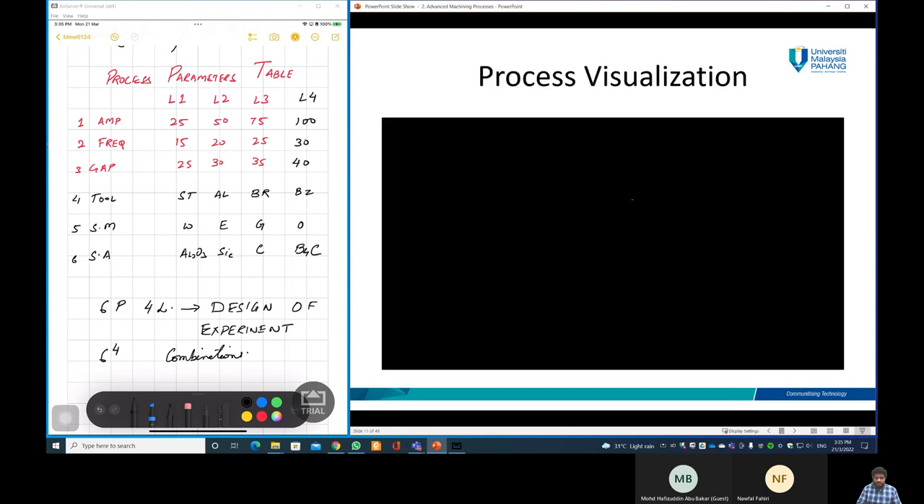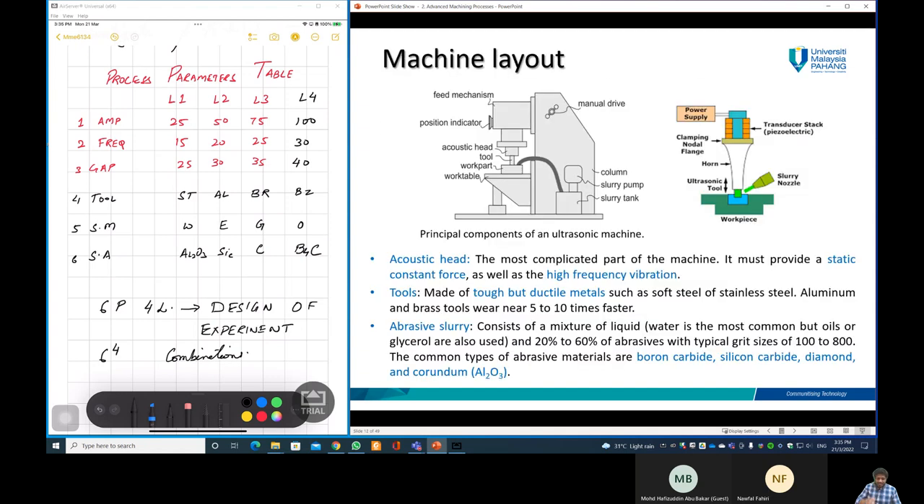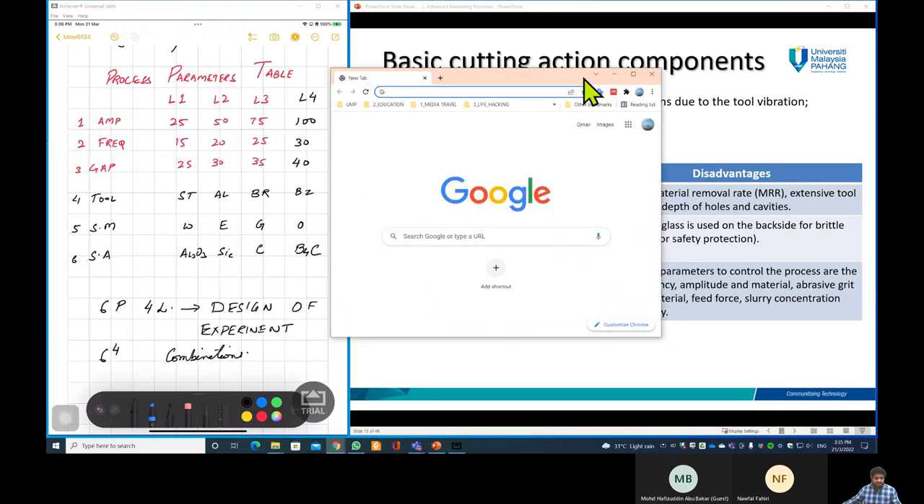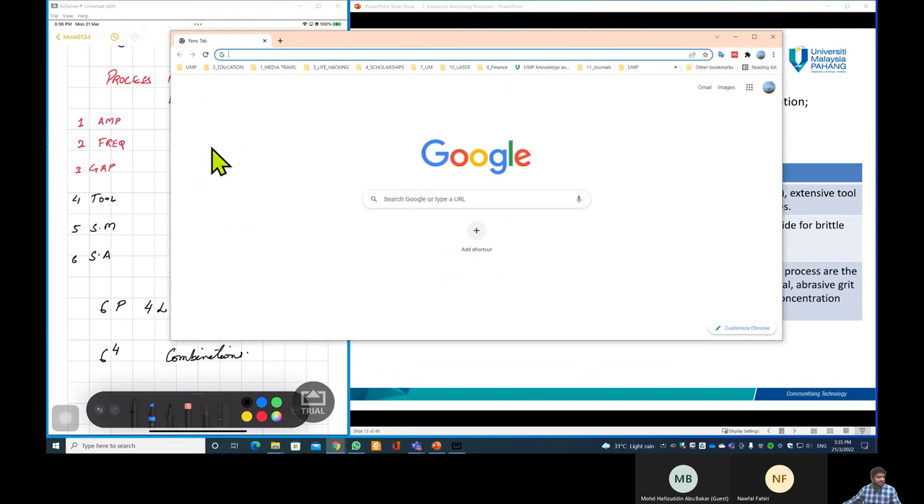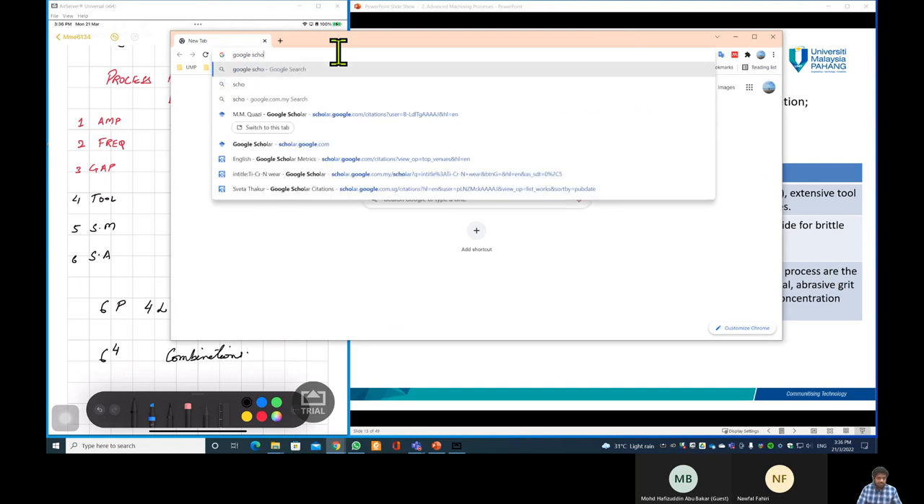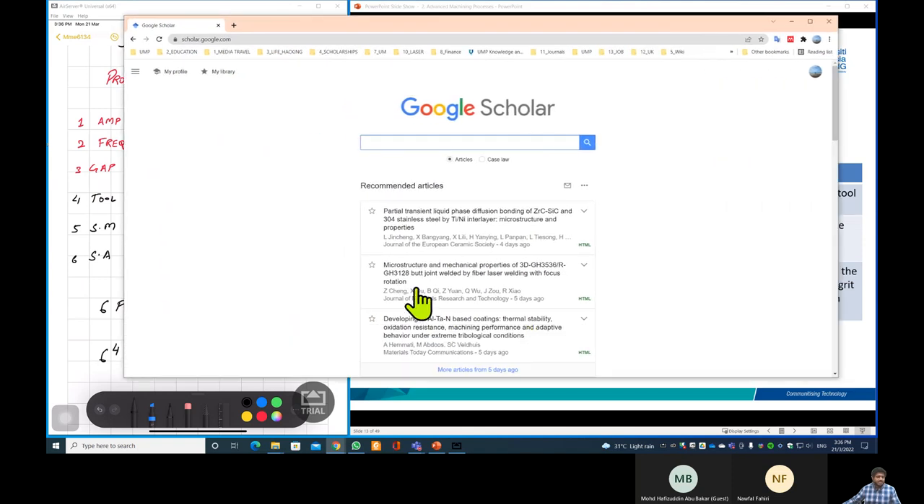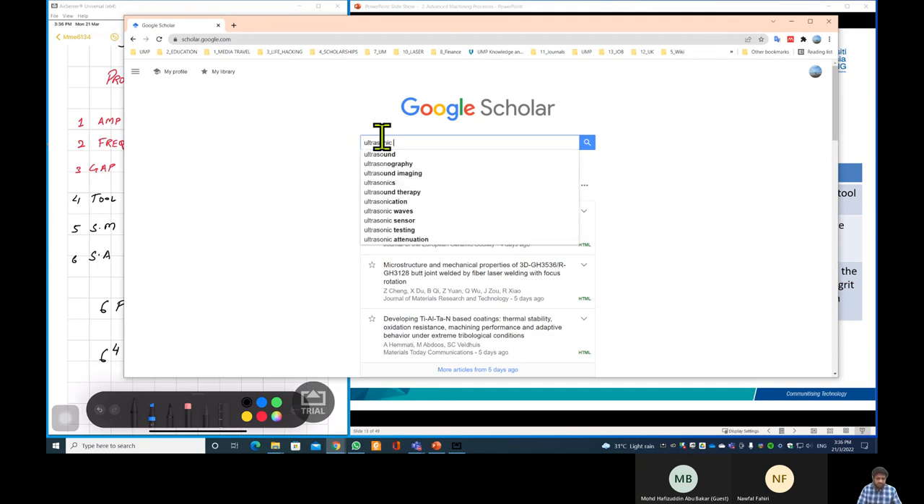So this was all about ultrasonic machining. Now what I'm going to do is open some research papers in front of you guys. And then we are going to validate, in the research papers, in the high quality, top notch journals, what are the parameters which people are trying to study? So you guys can also do the same exercise. I will open Google Chrome, then I will open Google Scholar. Google Scholar is a website which is used to open different types of research articles. Now I will write here ultrasonic machining.